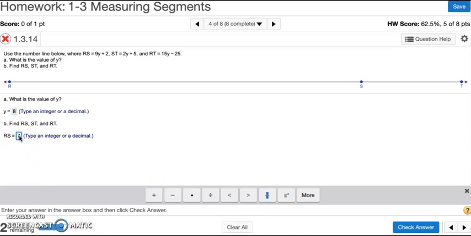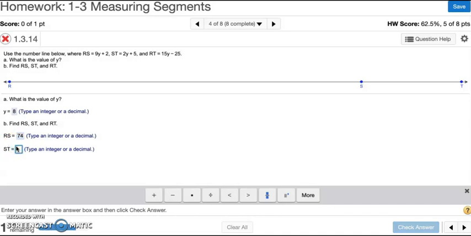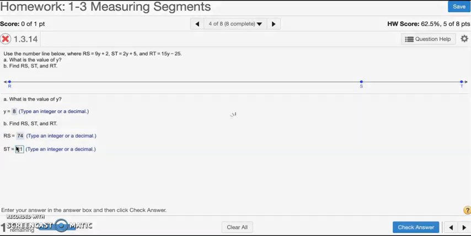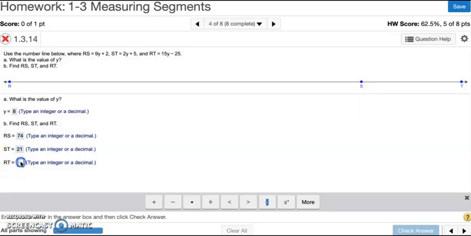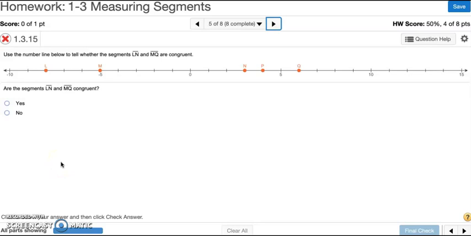So that's 95. So let's type it in. So 74, ST is 21, and RT is 95. And that's number 4. Number 5, use the number line below to tell whether the segments LN and MQ are congruent. So we have to find the lengths of each and see if they're the same.